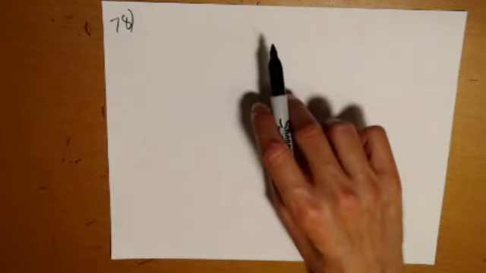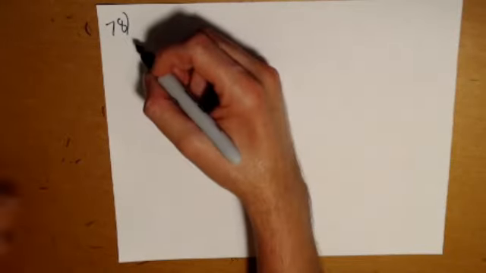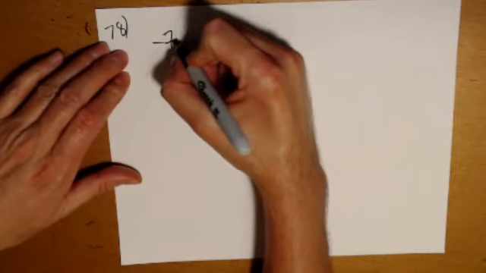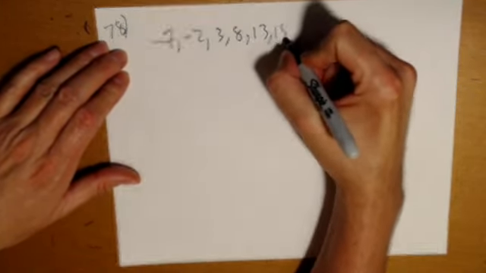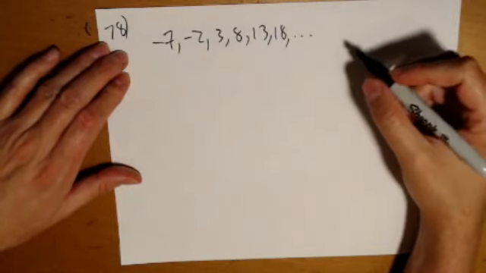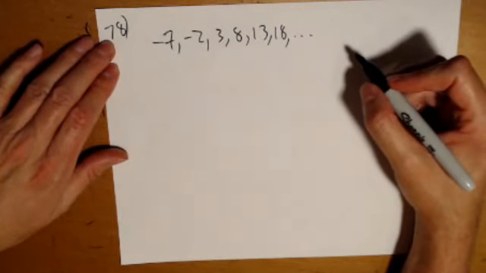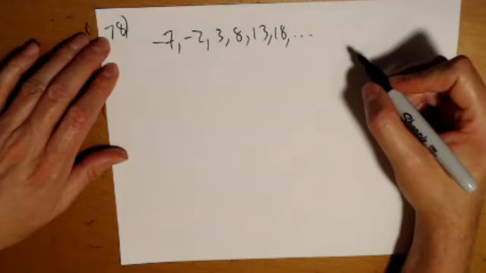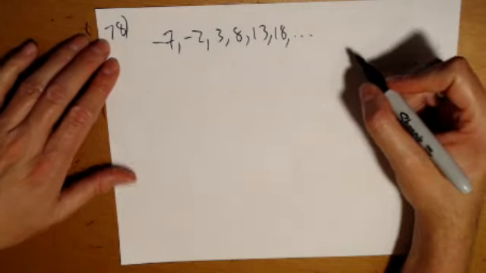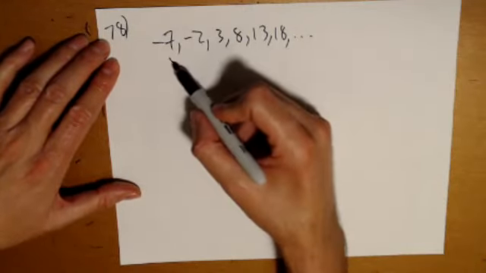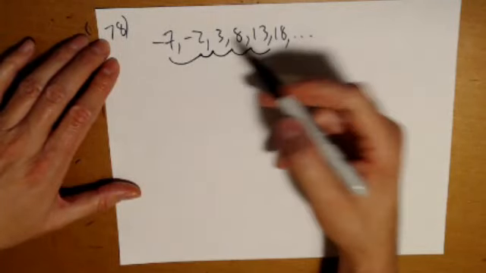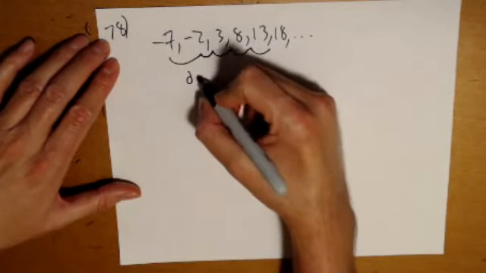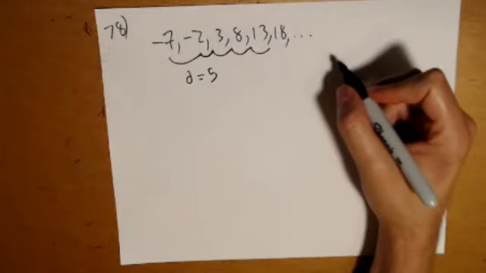Okay, folks, on to 12, 2, 78: negative 7, negative 2, 3, 8, 13, 18, dot, dot, dot. They're looking for, is it arithmetic, and what's the common difference? So how do I get from here to here? Add 5, add 5, add 5, add 5, add 5. So the difference is 5. Okay, that was easy.